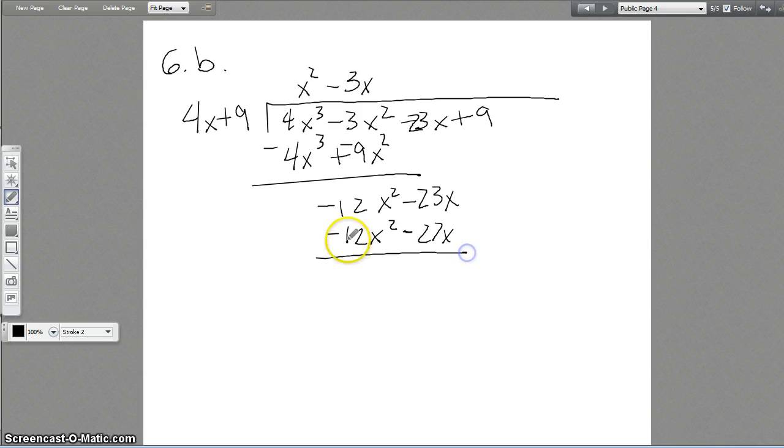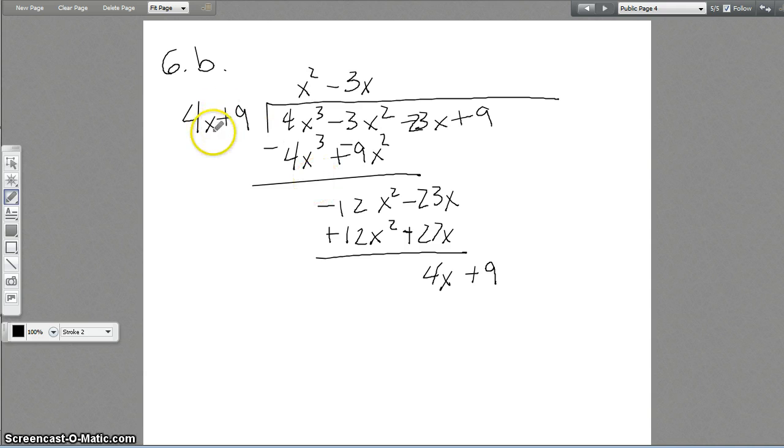Now we draw our line, we flip our signs. Negative 12x squared plus 12x squared is 0. And negative 23x plus 27x is 4x. Now I bring down our last term, which is a plus 9.